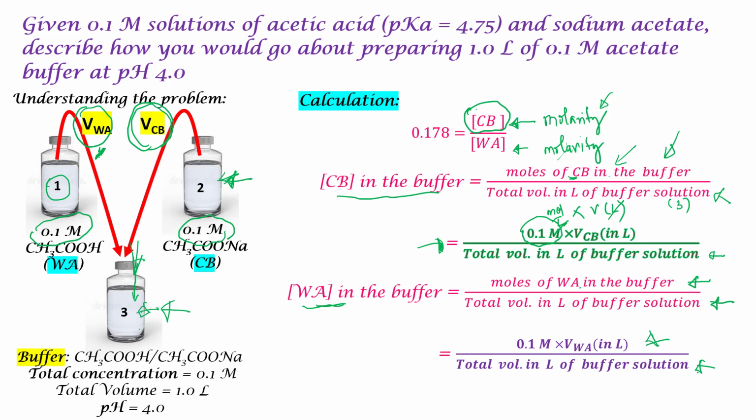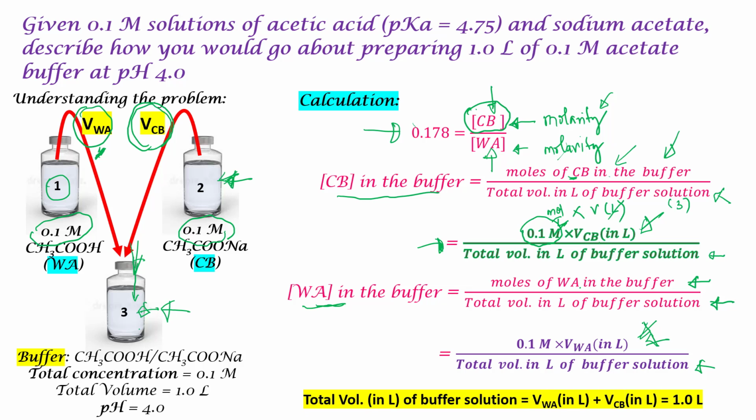Okay, so now what we have done is that we started with this equation right here. We are expressing this concentration term for conjugate base and this concentration term for weak acid in terms of the volume of the conjugate base and in terms of the volume of the weak acid, because eventually what we're trying to solve for are these volumes, so we need to express them in terms of the volume. So that's what we're doing right here.